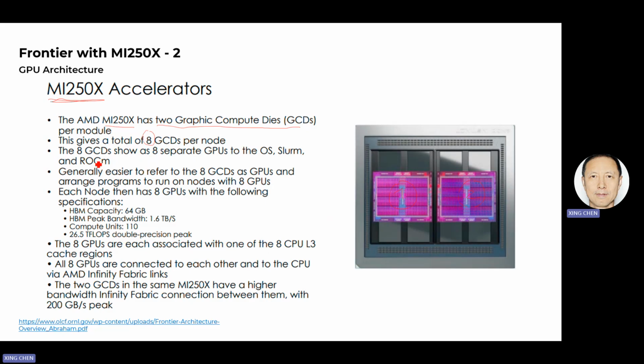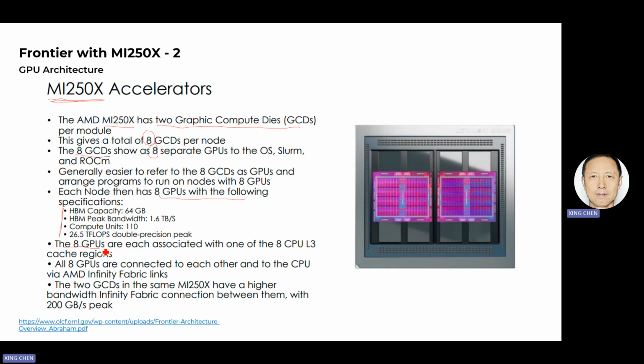Now, the 8 GCDs show as 8 separate GPUs to the operating system, SLURM and ROCm. So generally, it's easier to refer to the 8 GCDs as 8 GPUs. So we are going to call these 8 GCDs as 8 GPUs. Each node has 8 GPUs with the following specification. We are going to just pass it. That's not our focus.